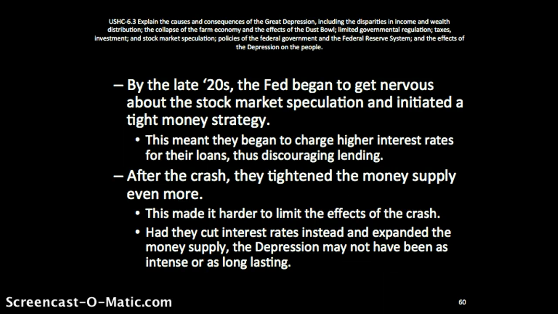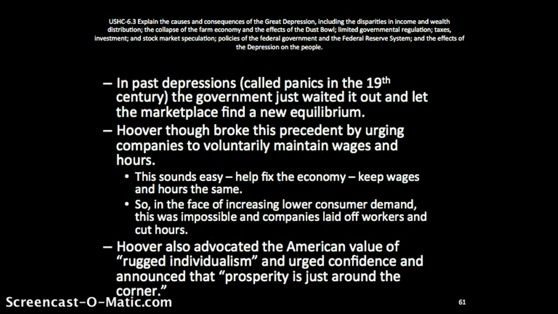And that's one of the good things about the Depression for us, looking back on it, is we learn from our mistakes. And today, the Federal Reserve did the opposite of that when the economy collapsed. And that's why our recession didn't turn into a huge depression. In past depressions, the government just waited it out and let the marketplace find its equilibrium. They didn't do anything. Hoover did break that precedent.